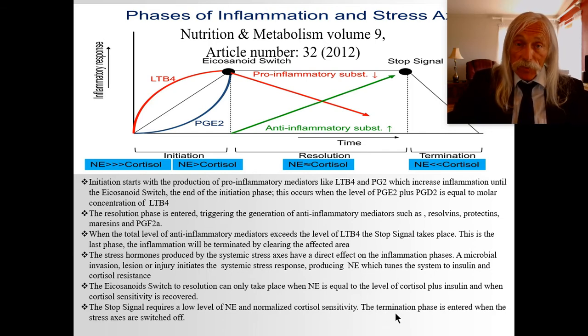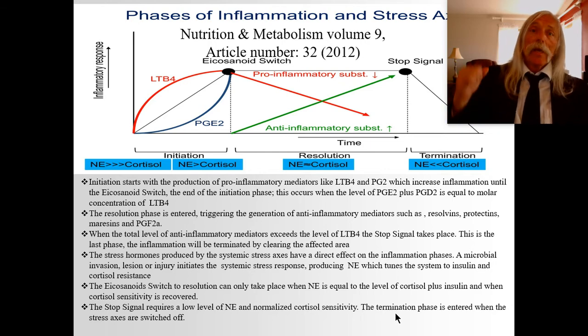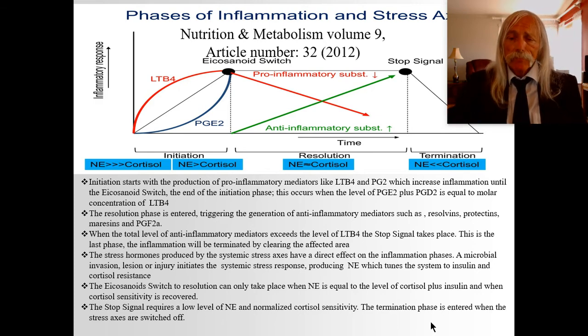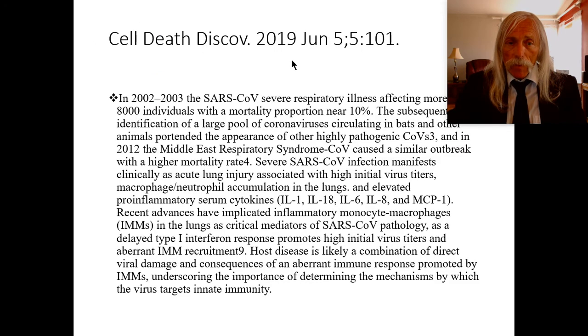Termination phases, what cortisol does is it triggers the production, transcription and translation, ultimately of anti-inflammatory cytokines, for example. At the same time, it suppresses the expression of pro-inflammatory cytokines, growth factors, and transcription factors. Termination phase is entered when the stress axes are all switched off. So that all came from this one paper. Okay. Some papers like it.